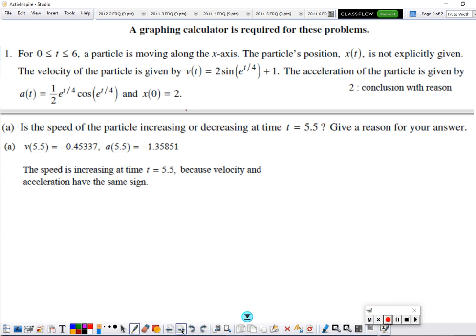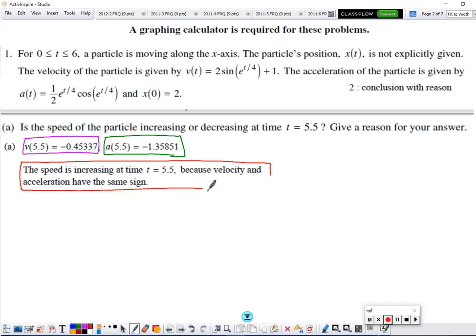Part A. Is the speed of the particle increasing or decreasing at this time? This is basically a memorized process. I need to go find the velocity, write that down. I need to find the acceleration, write that down. If they have the same signs, the speed increases. If the signs are opposite, the speed decreases. So if you have all three boxes, you get 2 points. If you don't have all three, you probably got 0 points, but once in a while you can get 1.